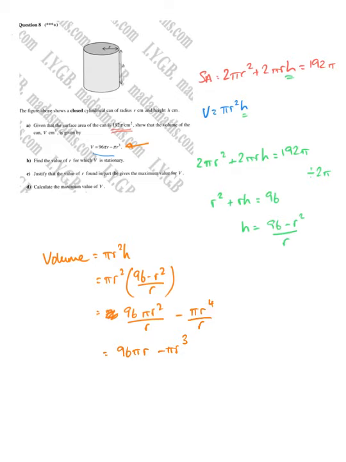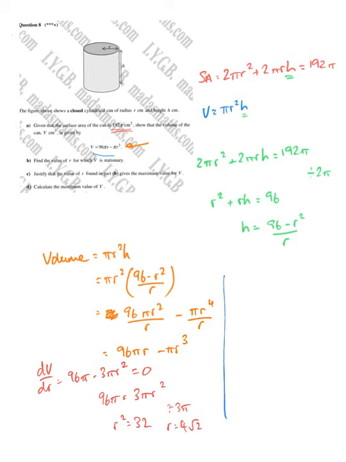Now from here, it really is just a case of playing with it. So find a value of r which is stationary. So I'm going to find dV/dr, which is 96 pi minus 3 pi r squared. And because it's stationary, that's going to equal 0. So 96 pi equals 3 pi r squared. So if I divide through by 3 pi, r squared is equal to 32. So r is root 32, which is the same as 4 root 2.